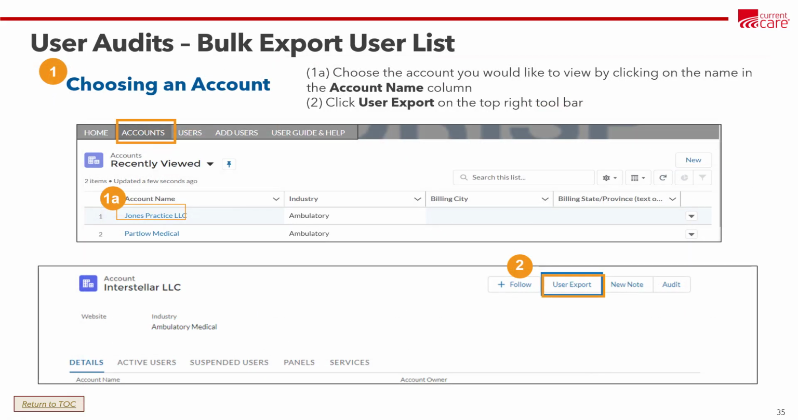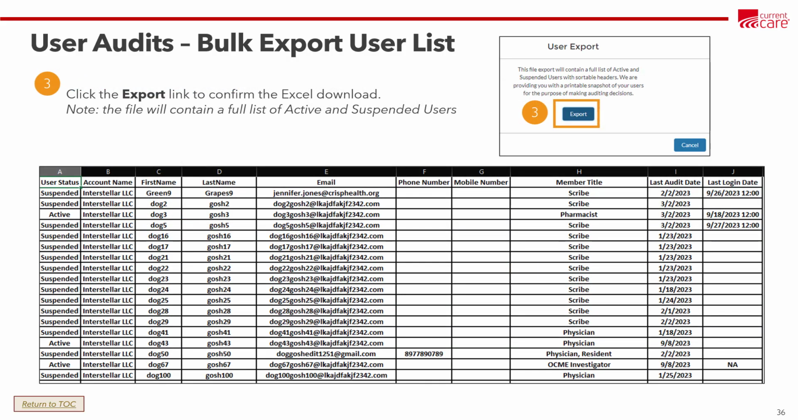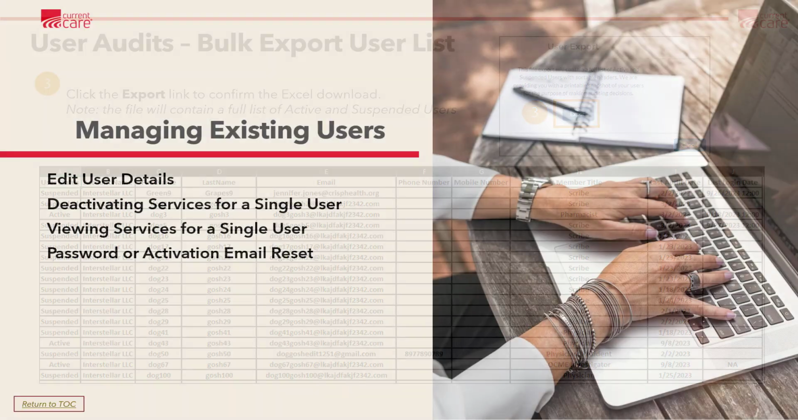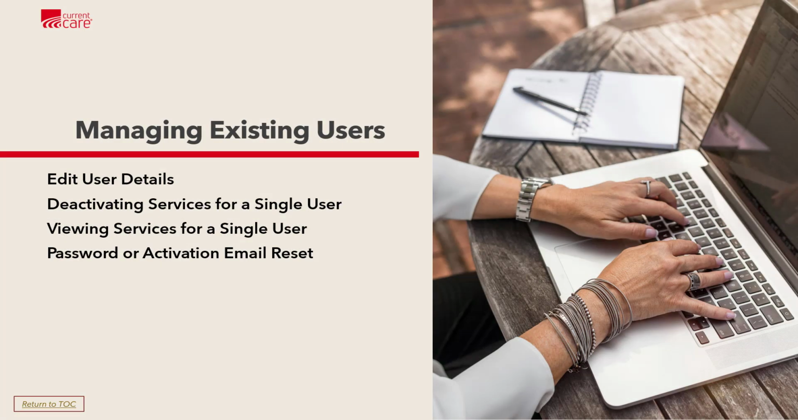If you would like to download a list of all those who have access to CurrentCare in your organization, click on the Accounts tab and then click the name of your organization's account. Click the User Export tab at the top right of the toolbar. Click the Export link to download the file. The list will include both active and suspended users. You can easily edit user details, reset passwords, deactivate services, and look at all services associated with a particular user.